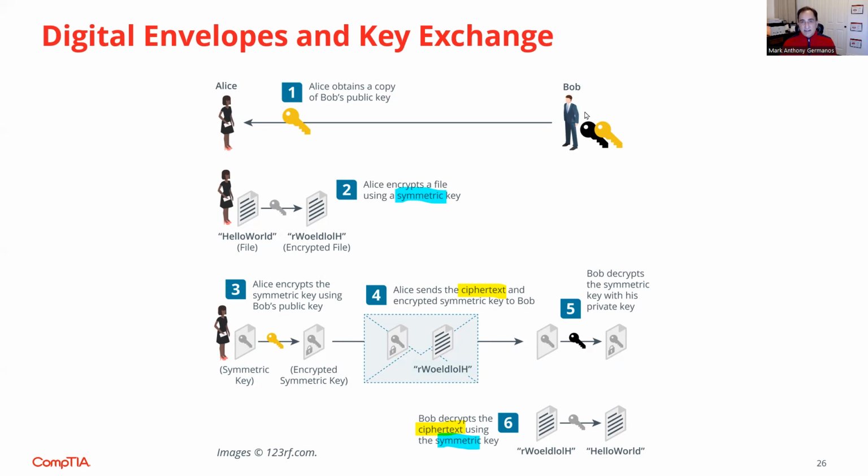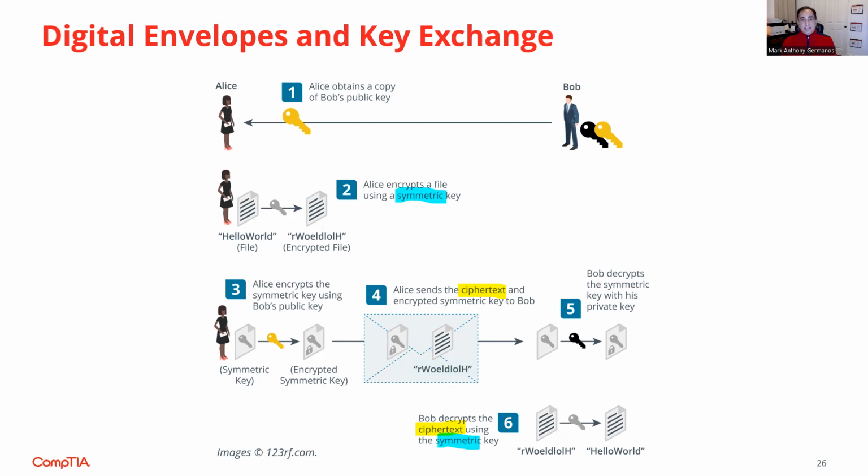Bob has the website. It is secure. Alice visits the website and downloads a copy of Bob's public key. It's in the certificate on its website. Then step 2, Alice takes a file that she needs to send Bob, and she encrypts it with a symmetric key. Then, in step 3, Alice encrypts the symmetric key with Bob's public key. Alice does this because she knows she'll be sending the data over the internet, and she has to make sure that this will not be readable if it falls into the wrong hands.